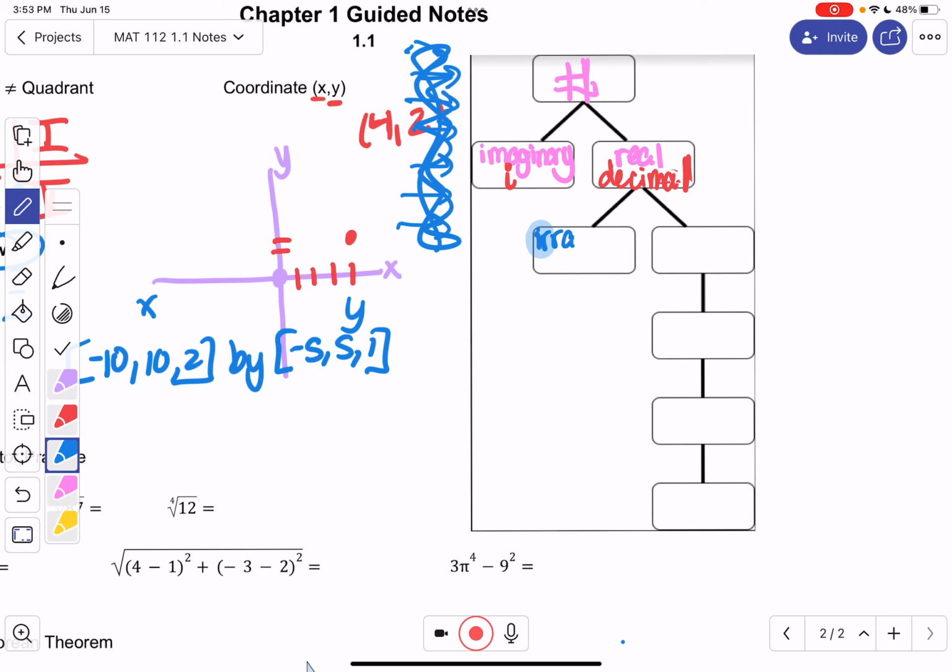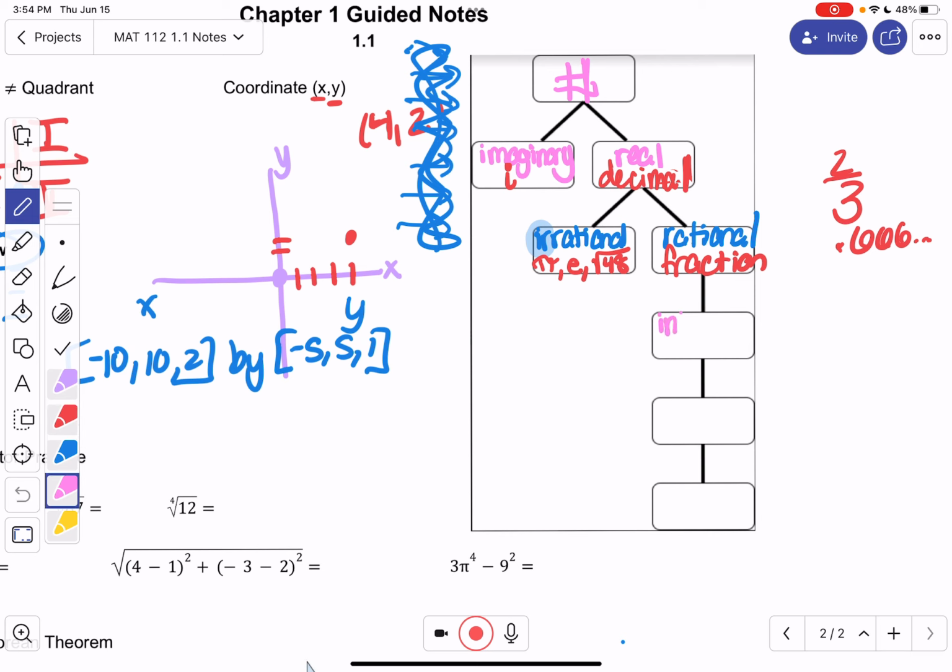Real numbers can then be broken down even more into irrational and rational. Rational numbers can be written as a fraction. Irrational numbers can't. So for example, 2/3 is a fraction. As a decimal, it goes on and on forever, but because it can be written as a fraction, it's rational. Irrationals can't, so they're like pi, e, a square root that's not a perfect square. Those are all irrational.